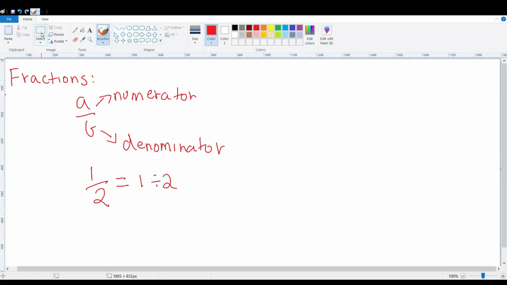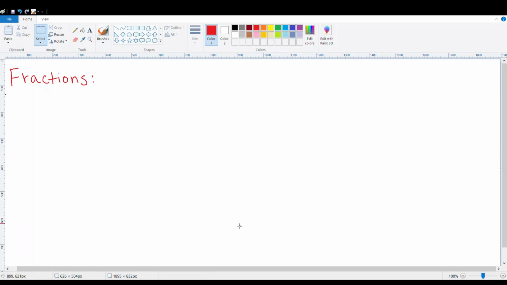Now I'm going to hand this over to my friend KMP to explain how to add and subtract fractions. Thank you very much, Daring Lamb Education.